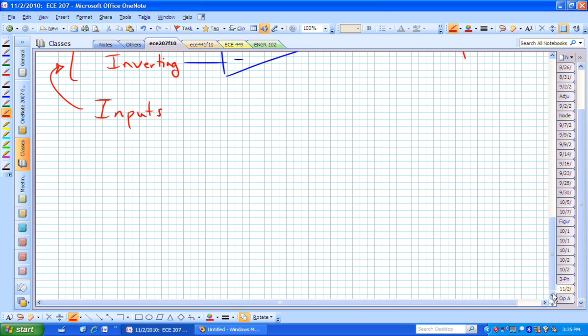Why do we need more circuit elements? Because there's a third exam and a final. Sorry, you may not like that.